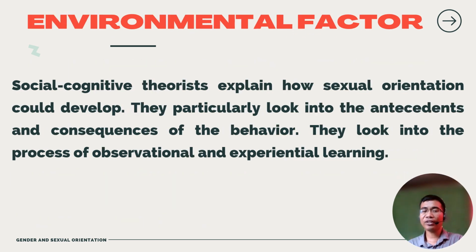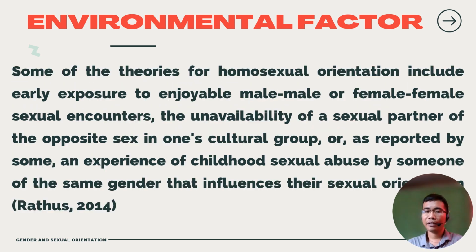Okay, next to the biological factor is the environmental factor. So, social cognitive theorists explain how sexual orientation could develop. They particularly look into the antecedents and consequences of the behavior, and into the process of observational and experiential learning. Some of the theories for homosexual orientation include early exposure to enjoyable male-to-male or female-to-female sexual encounters. Okay? So why is it that there is homosexual orientation? Probably because of the early exposure to enjoyable male-male or female-female sexual encounters.